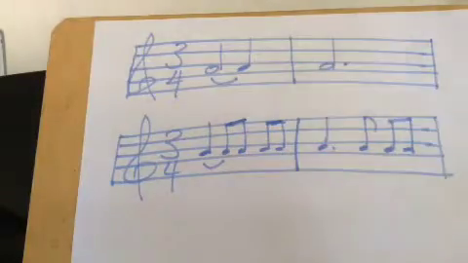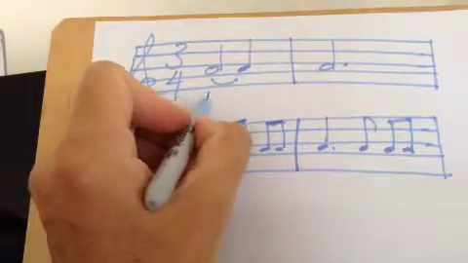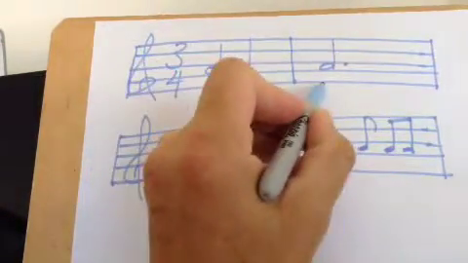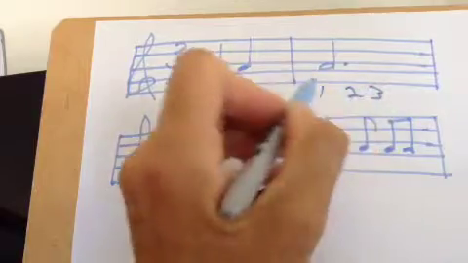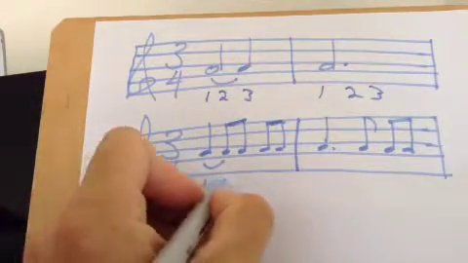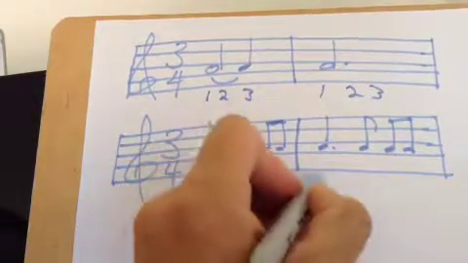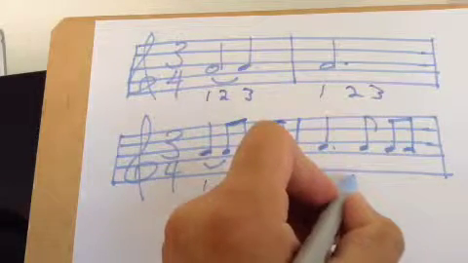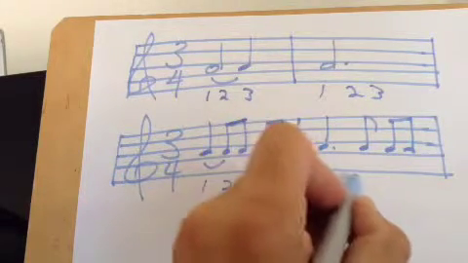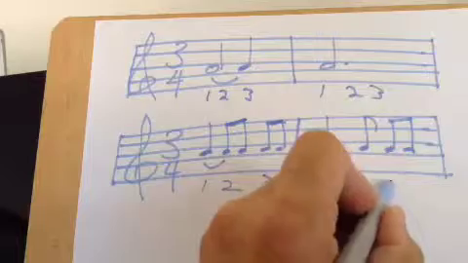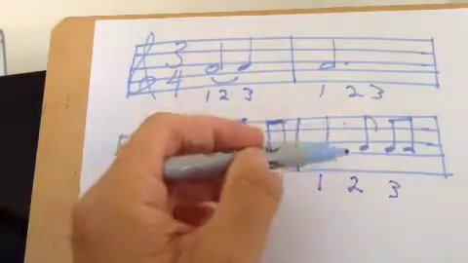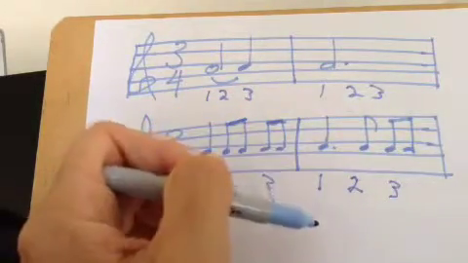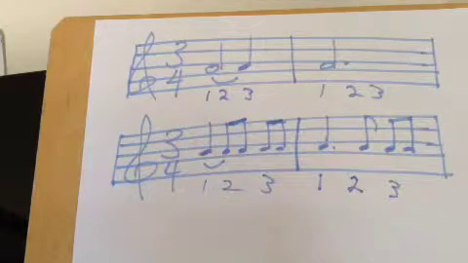So now I want you to write your numbers under here. 1, 2, 3, 1, 2, 3. And do that on the second line as well. And when you finish that, then come back. But look at this, so be careful. 1, 2, 3. The 2 beat is going to come just a little bit before that. And you'll see why in just a minute.